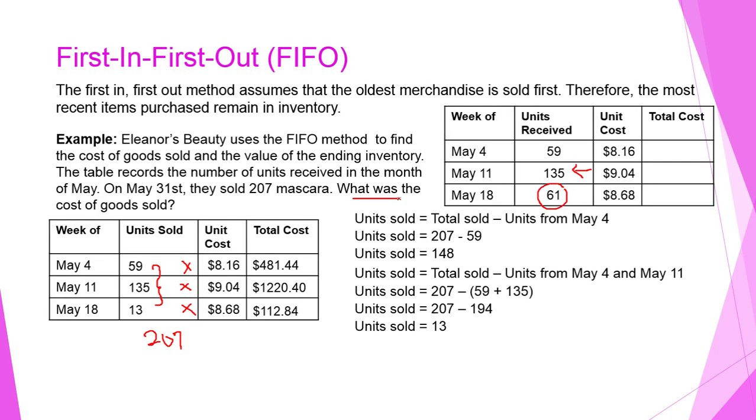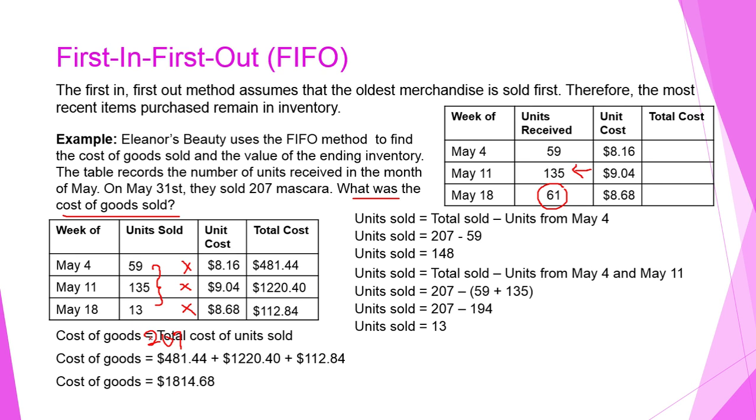The question is asking for the cost of goods sold. So let's add all three up together, and we get a total of $1,814.68. That means that was the total of the 207 mascaras Eleanor's Beauty store sold.